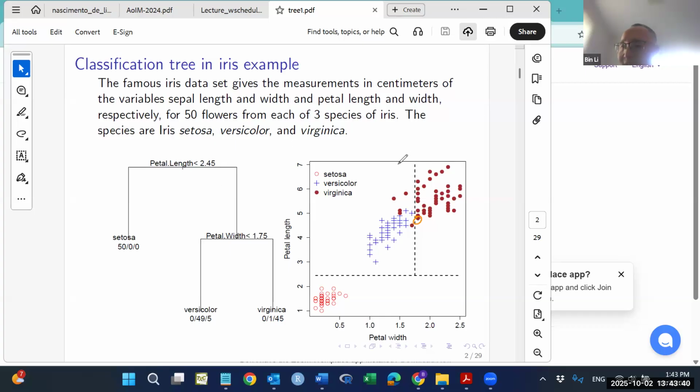But anyway, you can see these match. So you can see the nature of a tree model. What is it? It's just partitioning the feature space, or the X space, into rectangular regions, right? Then we predict each rectangular region based on its majority class. Since this is dominated by versicolor, we predict versicolor. And this is setosa and this is virginica. So that's a tree.